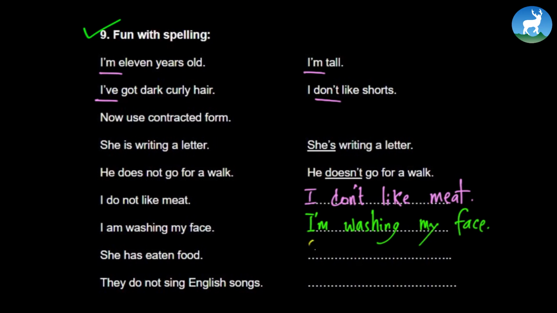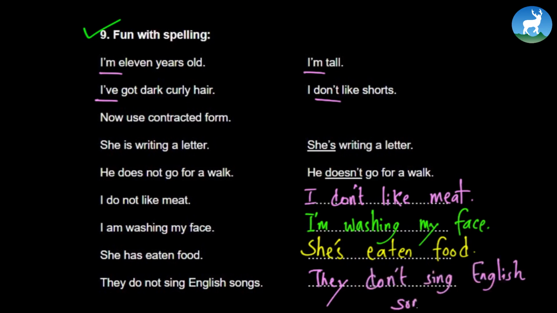She has eaten food. She's eaten food. They do not sing English songs. They don't sing English songs. Okay? So, do not is contracted as don't. I am is contracted as I'm. She has is contracted as she's. Do not is contracted as don't. Okay, let's go to another portion.